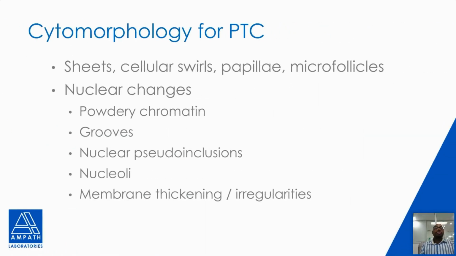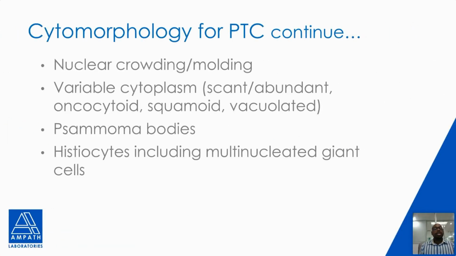So for the cytomorphology, you have sheets, or you may have cellular aggregates or shells of cells. You may have papillae, like I said, which are not a prerequisite, and microfollicles. And then the nuclear changes that I'm talking about: you'll have powdery chromatin, nuclear grooves, nuclear pseudo-inclusions. You may have nucleoli, and membrane thickening and irregularity. And then you have nuclear crowding and molding.